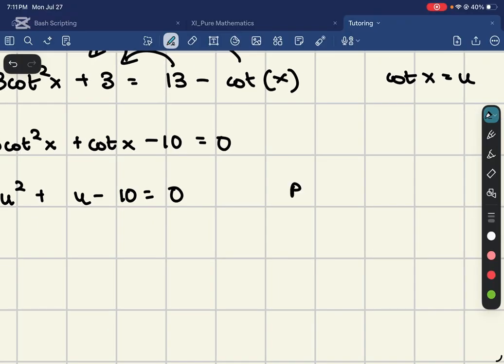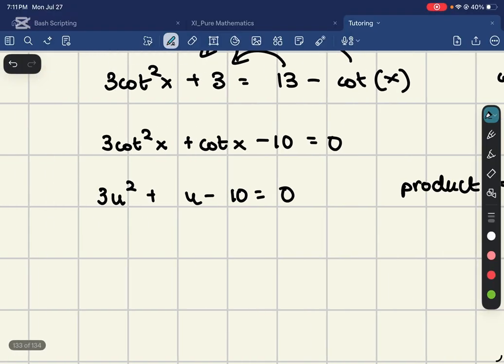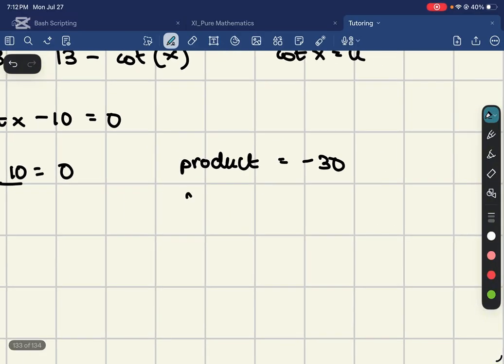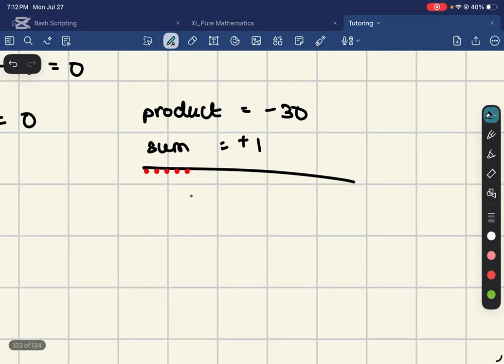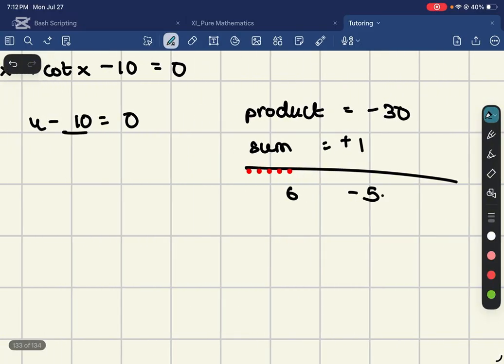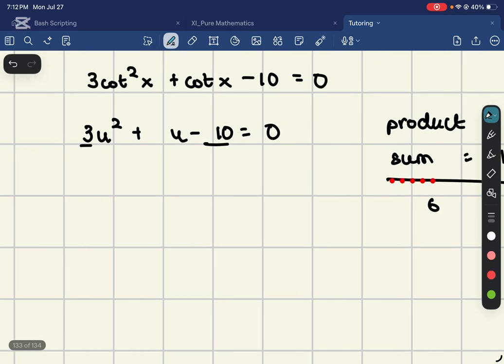So we have our product is going to be negative 30, right? Negative 10 times 3. And our sum is going to be positive 1, right? From our middle term. So the two numbers that are going to satisfy these are 6 and negative 5. That's kind of hard to see, but I hope you see it, right? 6 plus negative 5 gives you positive 1. And if you multiply them together, you get negative 30.